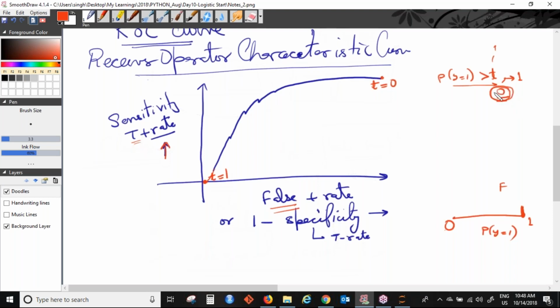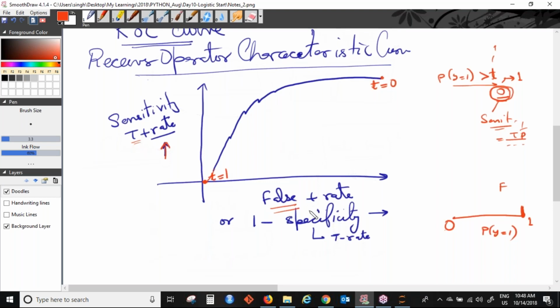Okay. So if you predict 0 ones, what will be your sensitivity? It will be 0. Remember, sensitivity is true positive divided by something. True positive itself will be 0 because you are not predicting any positive. You are only predicting 0. So that is why you see this at origin. When threshold is 1, sensitivity is at origin. That means it is 0. So your true positive rate is 0 when threshold is 1.